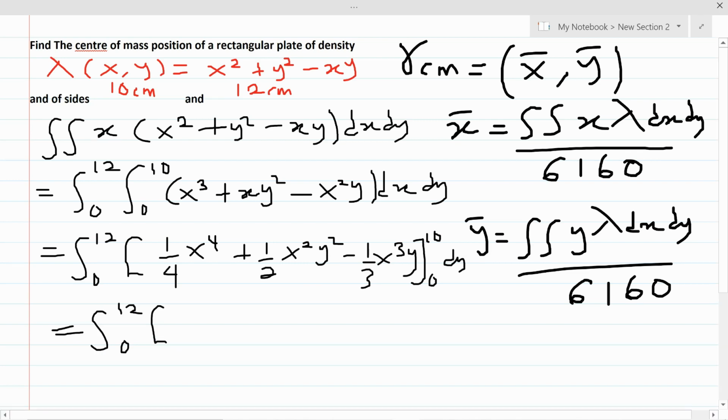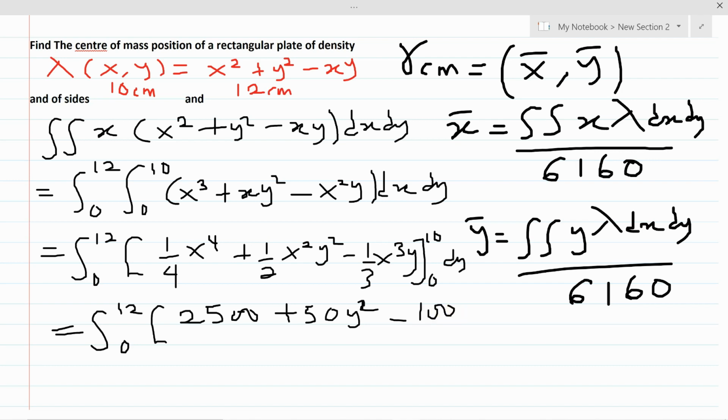Okay, 1 over 4 times 10 to the power 4, and that will be, so if you punch it on your calculator, the first term will give you 2500, okay, plus half of 10 squared, and that will be what? 50. Then y squared, okay, minus 1/3 10 cube, and that will be 1000 over 3 y all dy.